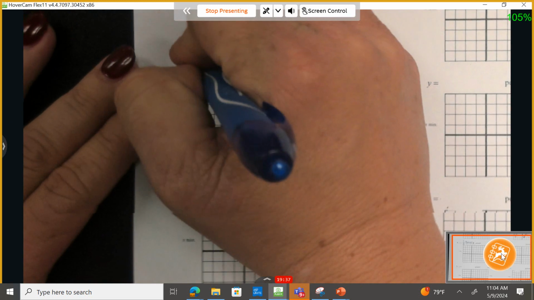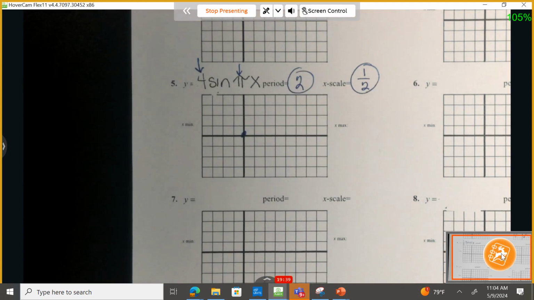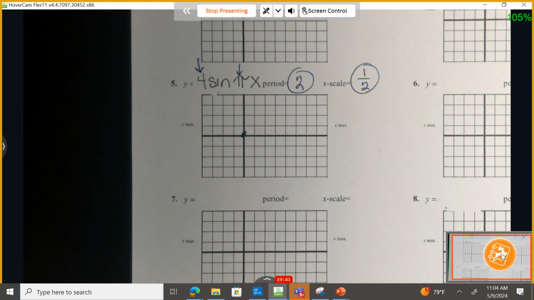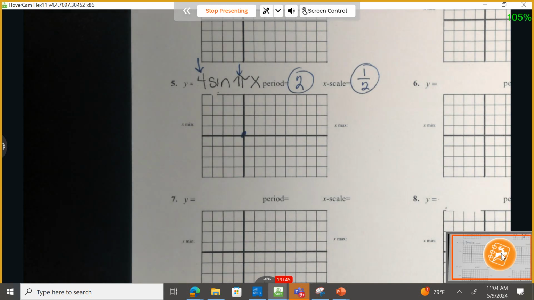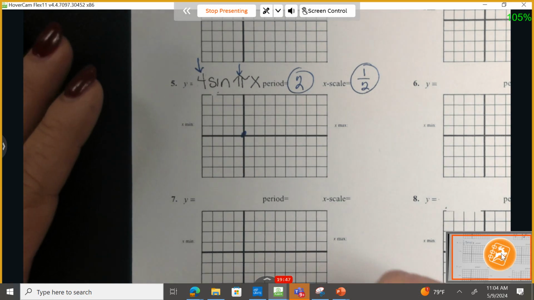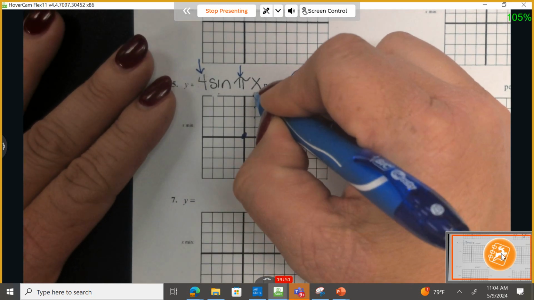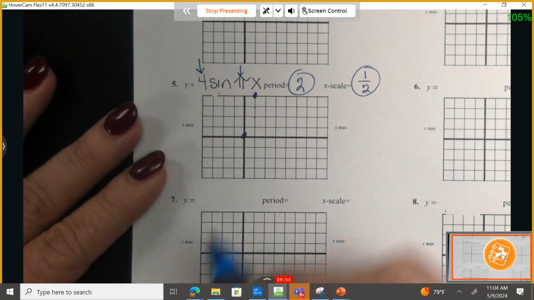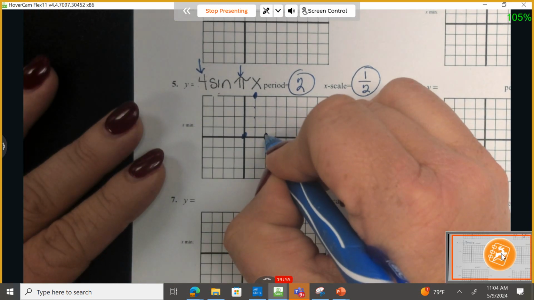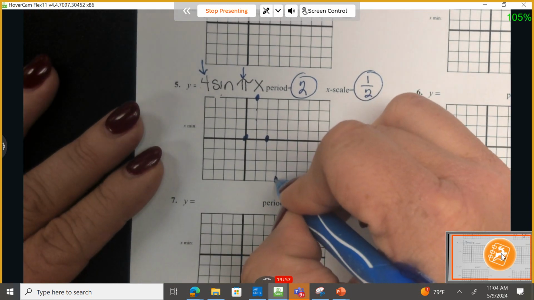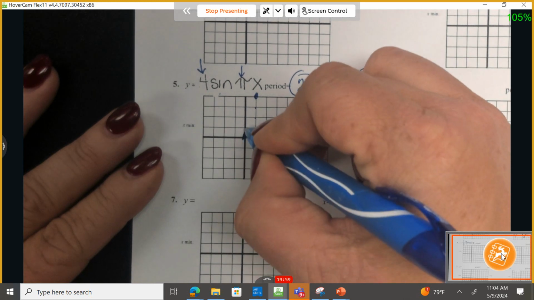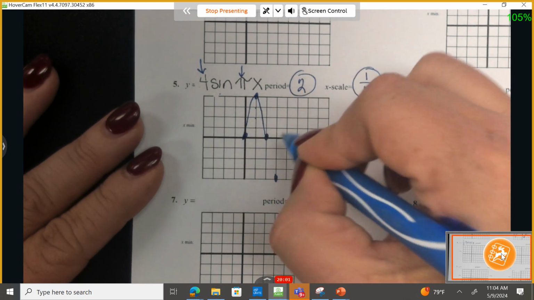Draw an arrow to this 4. If that number out front is negative, I go down first in step 1. If it's positive, I go up. Since it's positive, how much will I go up for step number 1? I will go up 4. 1, 2, 3, 4. That's step 1. Step 2 is back to the midline. Step 3 is down, so I'm doing that hill and then valley. And make sure that it is rounded.